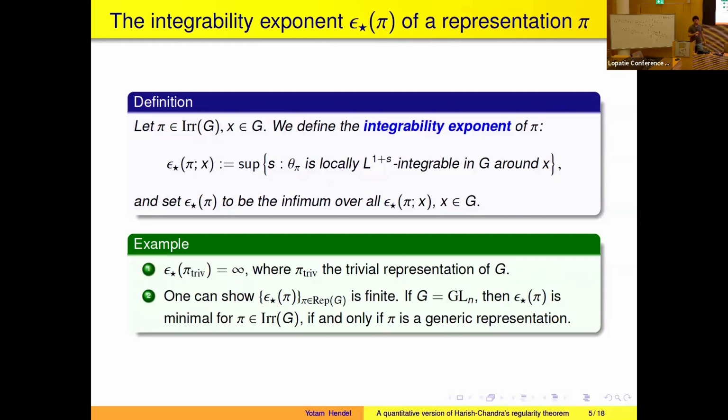Any questions so far? Very good. Please stop me if you have any questions. Actually, I have a question. Yeah. Let's take the representation of GL4 induced from a character of GL2. What is the epsilon of that representation? I don't know. If anybody has questions that don't require pen and paper. Okay.